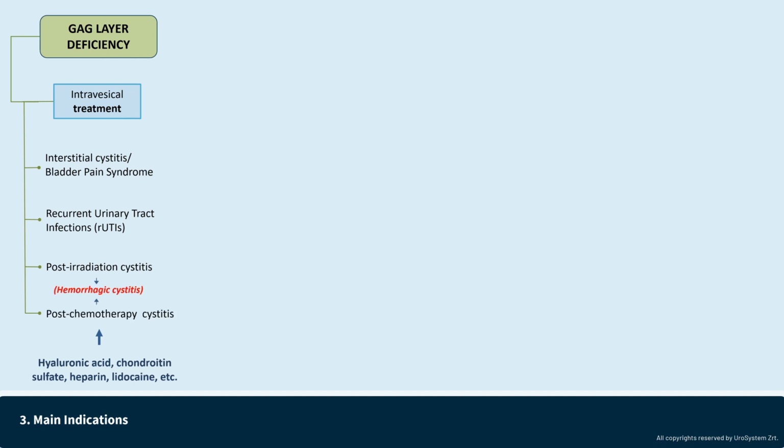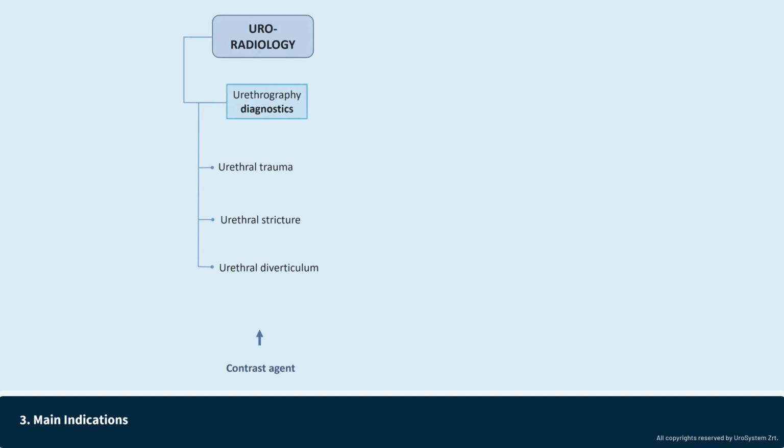After discussing the various medical conditions associated with gag layer deficiency, let's see how the UroDapter can be utilized in uroradiology. Radiologists use contrast agents to fill the urethra and sometimes the bladder and make them visible on X-ray images or during real-time X-ray imaging known as fluoroscopy. This method of filling the urethra with a contrast agent is called urethrography or cystography if the bladder is also filled. Radiologists or urologists perform urethro and cystography for various reasons.